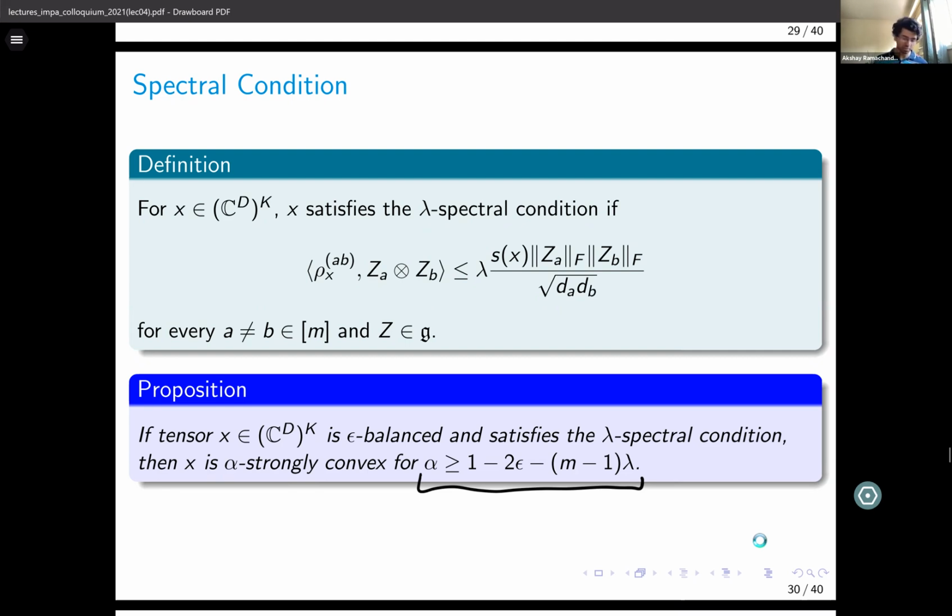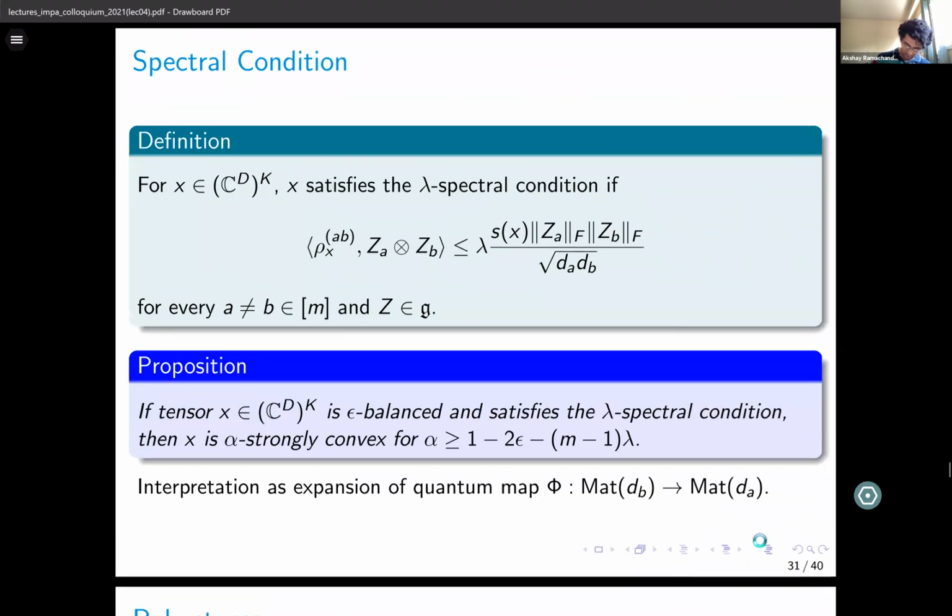So if, for example, lambda is like 1 over m, say lambda is 1 over 2m, then alpha is greater than 1 minus 2 epsilon minus some constant. As soon as you get that lambda is smaller than 1 over m, you get that the function is some amount of strongly convex.